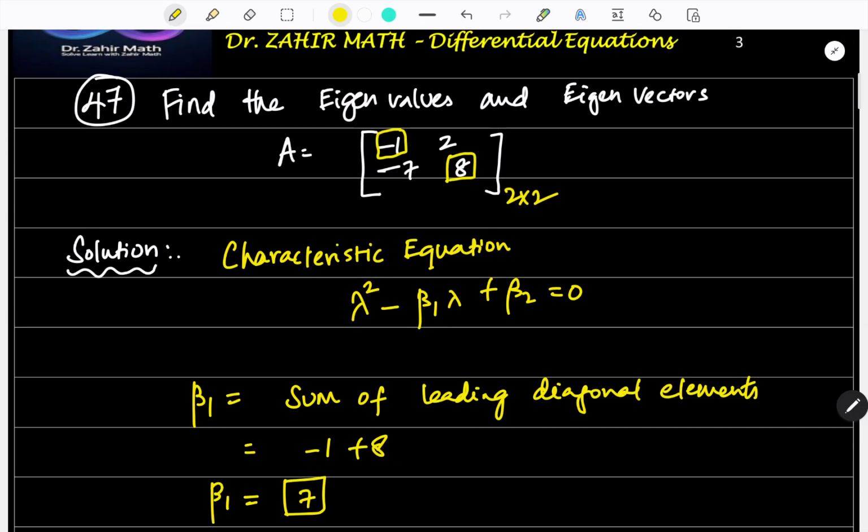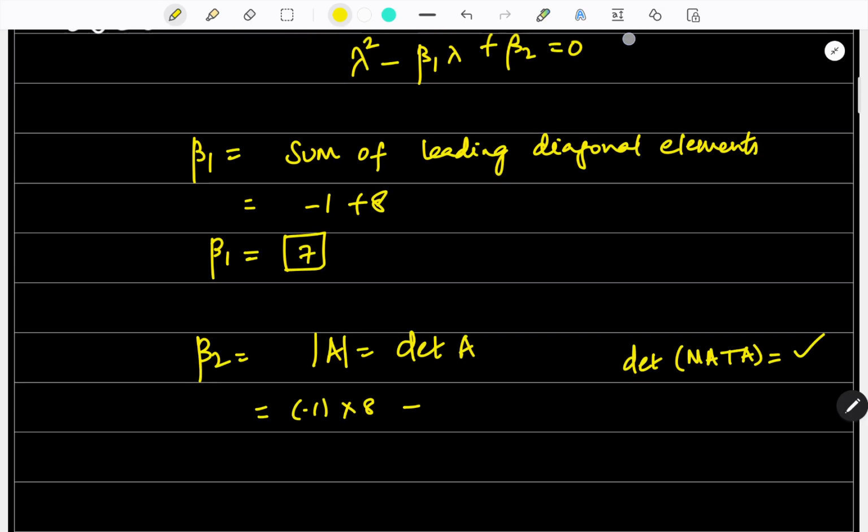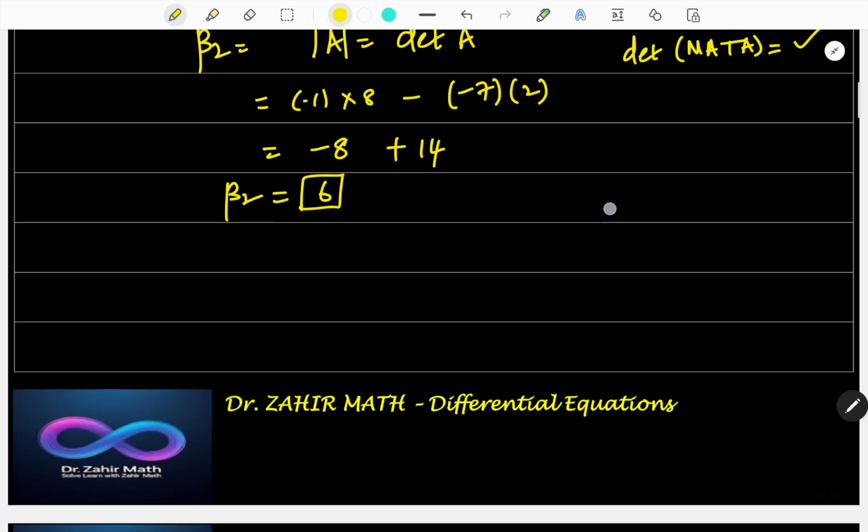Let me work out here. Minus 1 times 8, which is minus 8, minus 7 times 2, which is minus 14. Minus of minus is going to become 14. So it's going to become 6. So beta 2 is equal to 6.